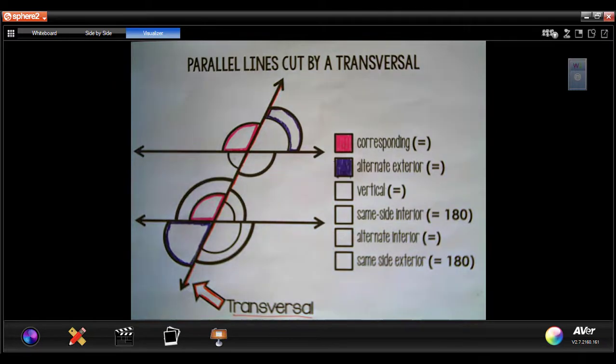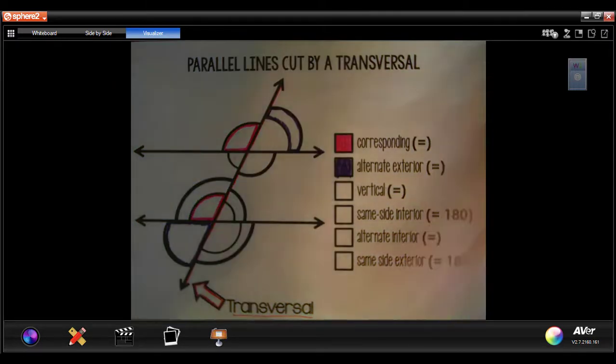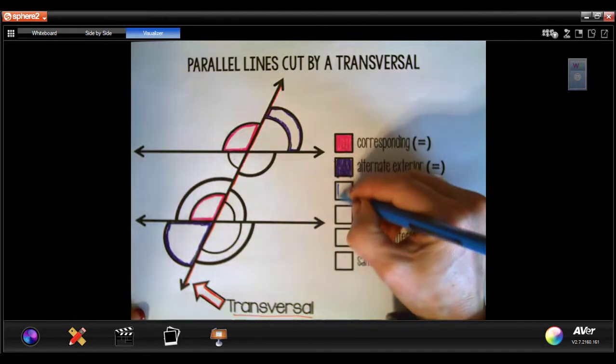All right, let's move on to vertical. You probably have heard of this one before. I'm going to use a light blue for this one.